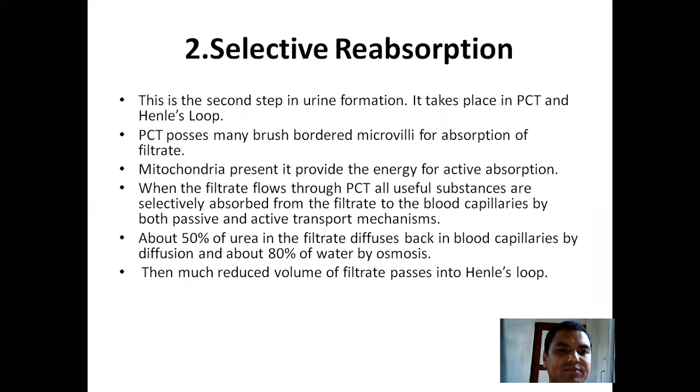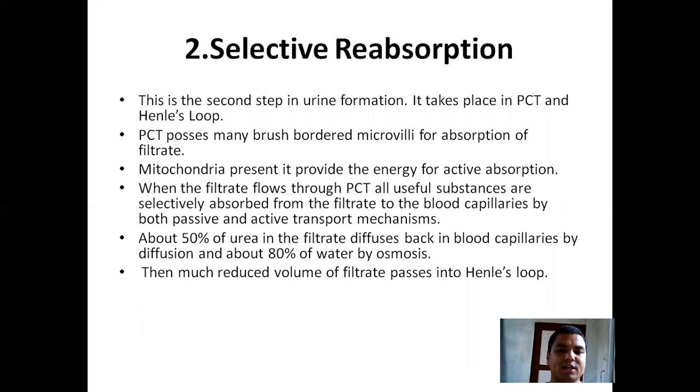Selective reabsorption is the second step in urine formation. It takes place in the PCT and Henle's loop. The PCT possesses many broad microvilli for absorption of the filtrate. Mitochondria present in it provide the energy for active absorption. When the filtrate flows through the PCT, all useful substances are selectively absorbed from the filtrate into the blood capillaries by both passive and active transport mechanisms.